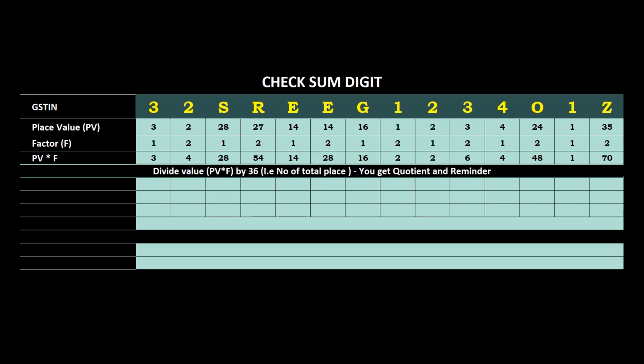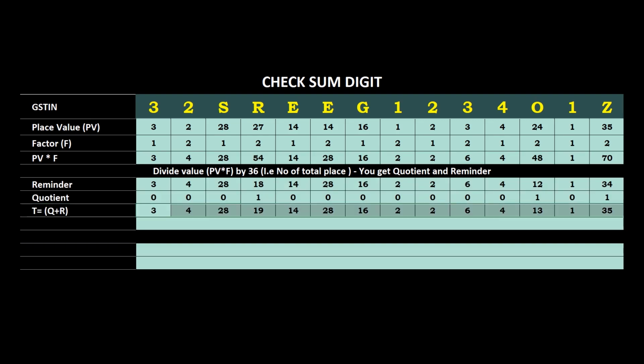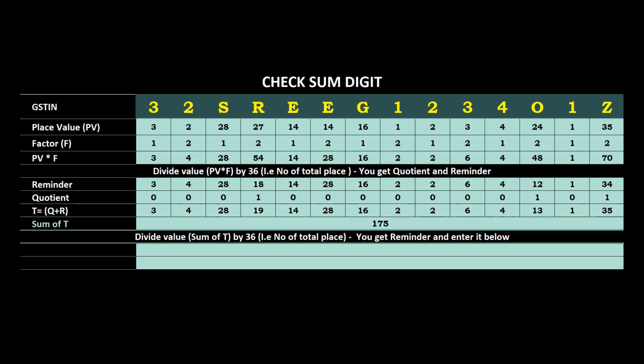Then divide the value of PV into F by 36, that is the total number of places. You will get a quotient and remainder. Add quotient and remainder. Then add the values of all 14 columns to get the sum T. Then divide that value by 36 and enter the remainder below.